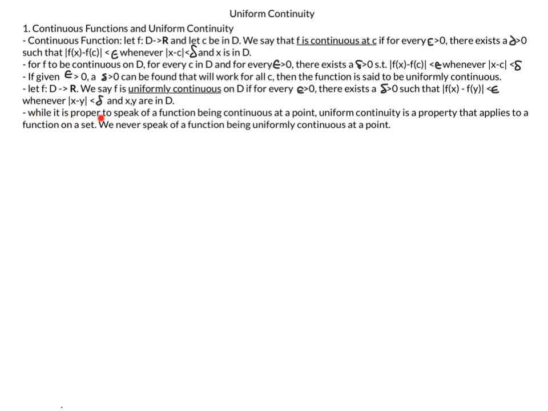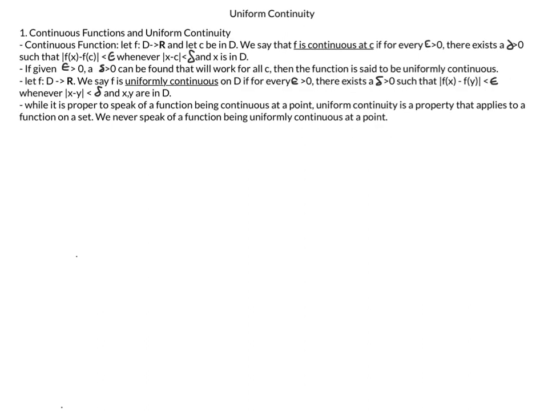And one other point, while it is proper to speak of a function being continuous at a point, uniform continuity is a property that applies to a function on a set, like on a set D, a domain. We never speak of a function being uniformly continuous at a point. So we talk about continuous at a point c, uniformly continuous on a domain or a set D. We never speak of a function being uniformly continuous at a point.